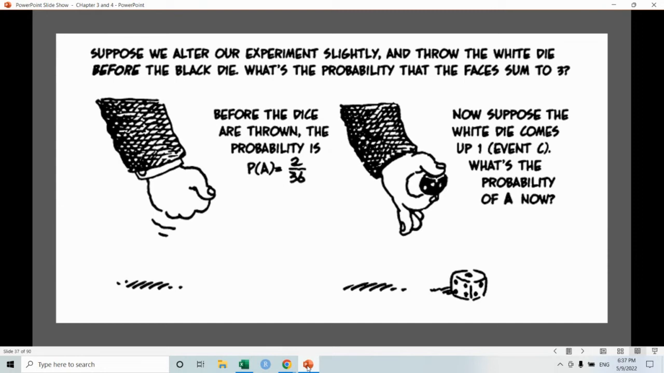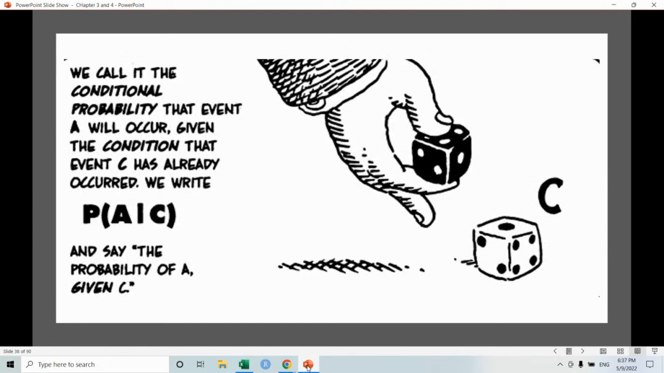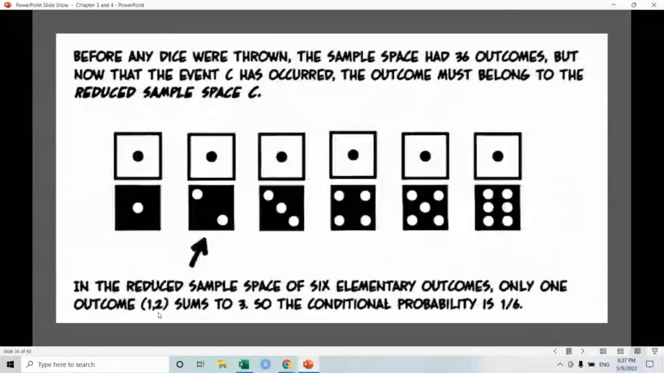So it becomes a condition. We call it conditional probability that that event will occur, given the condition that event C has already occurred. We write P of A given C. That's how you read this vertical bar. So it's the probability of A given C. Before any dice were thrown, the sample space had 36 outcomes. But now that the event C has occurred, the outcome must belong to the reduced sample space C.